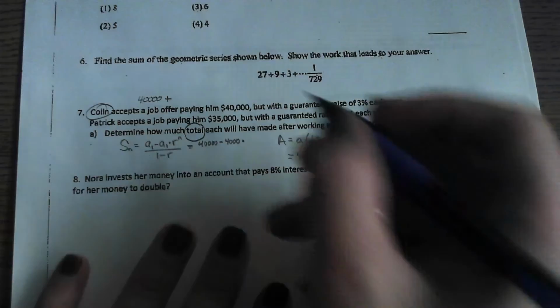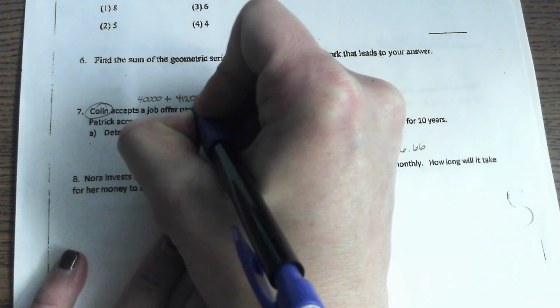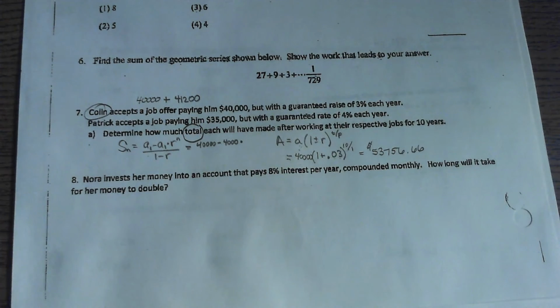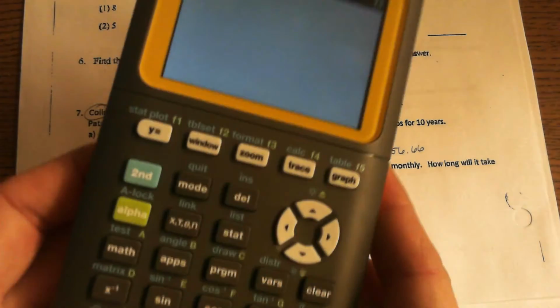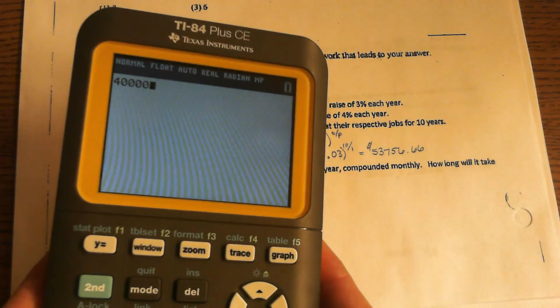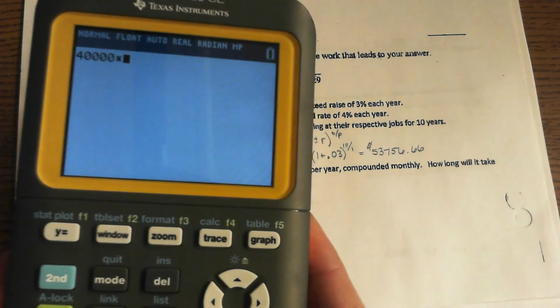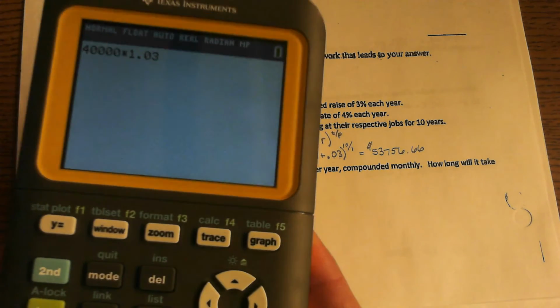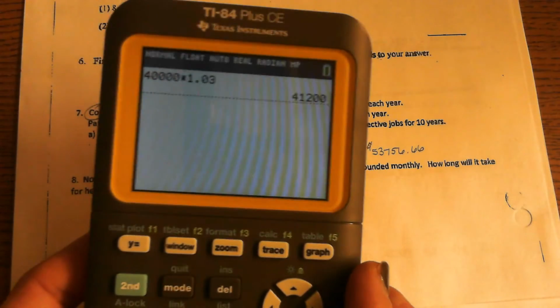Beautiful. $41,200. She nailed it. She's getting the raise. Good job. How did you calculate that? So on your calculator you typed in 40,000 times 1.03. Exactly.